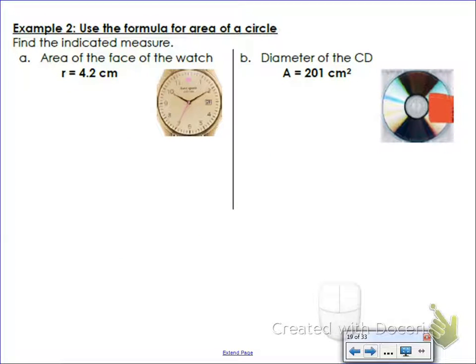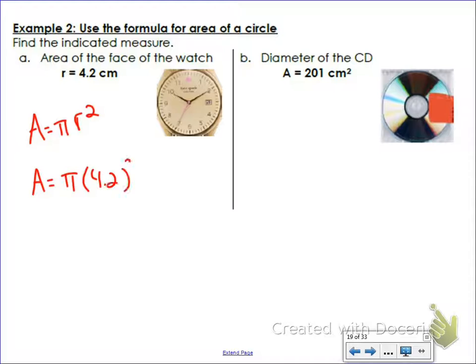All right, next we're going to use the area formula of a circle to find the area of, in this case, the face of a watch. We're given the radius is 4.2 centimeters. So again, the area formula is pi times my radius squared. We'll find the exact and approximate for this one as well. So all I do is plug in my radius, 4.2, square it, and multiply times pi.